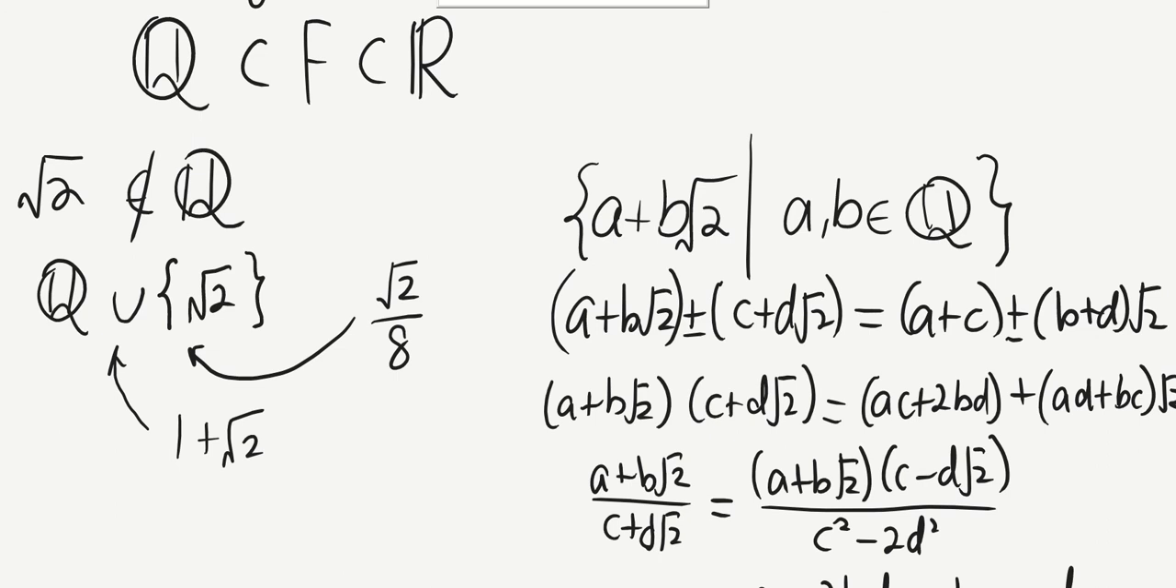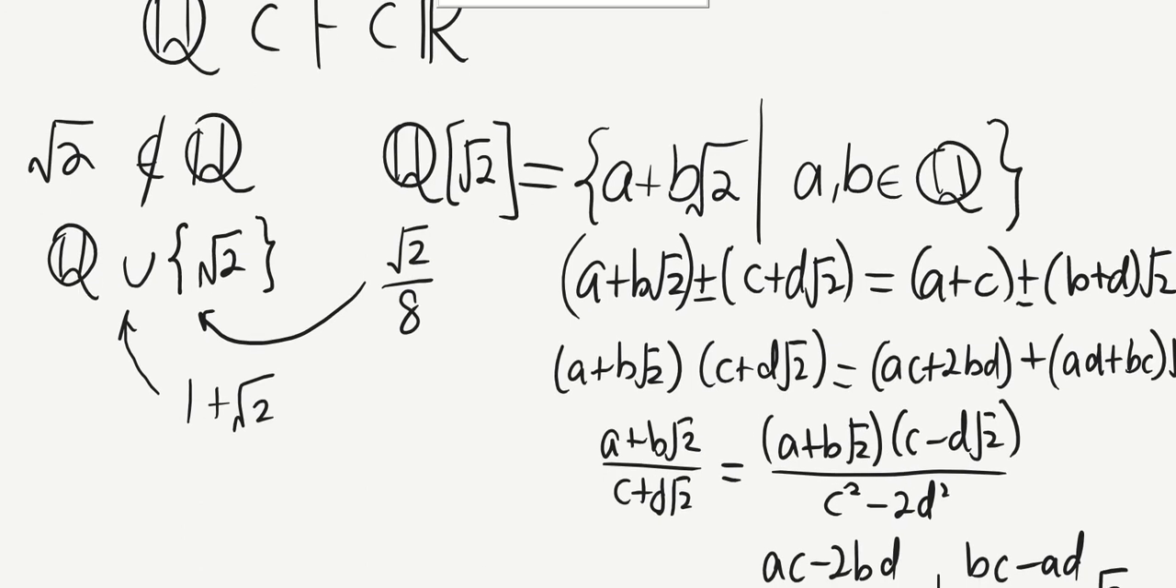And we have a name for this. This is the set Q with the square brackets square root 2. Basically means we have the field Q, we join the root of 2 into this set, and we generate a field.